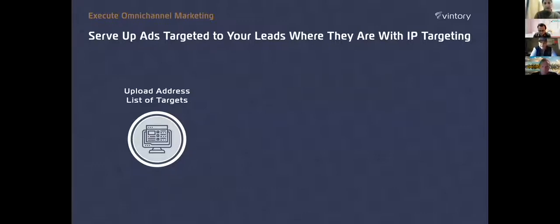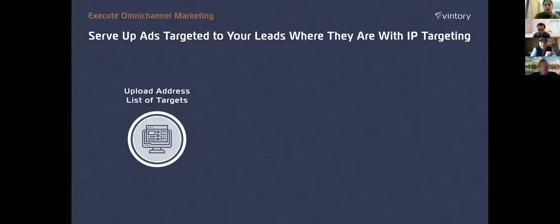So IP targeting, what is IP targeting? IP targeting allows you to serve up display ads directly on your prospective owners' computers as they surf the web. Just like we talked about before, in advance of doing any kind of direct mail, you want to make sure they're seeing your contact information and your ads in advance. Same thing here. There are millions of different sites out there, like Weather Channel, ESPN, CNN, you name them, even local news sites.